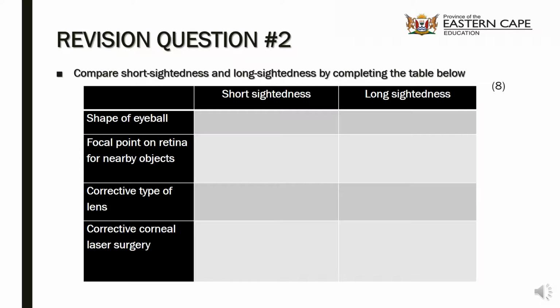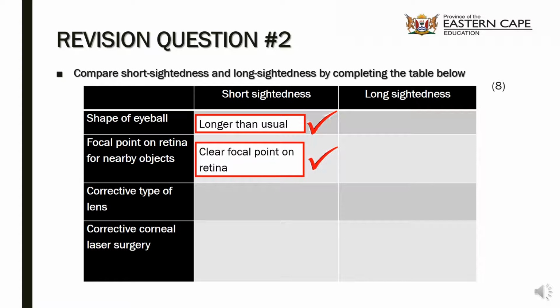First criteria, let's look at the shape of the eyeball. Right. When you're short-sighted, what is happening? Something could happen to your eyeball, right? And what is that? The eyeball could be longer, right? So you've got a longer than usual eyeball. What about the focal point on the retina for nearby objects? Remember, short-sighted, you don't have a problem with anything close by, but what is the problem? Objects that are at a distance. So our focal point on the retina for nearby objects is going to be very clear.